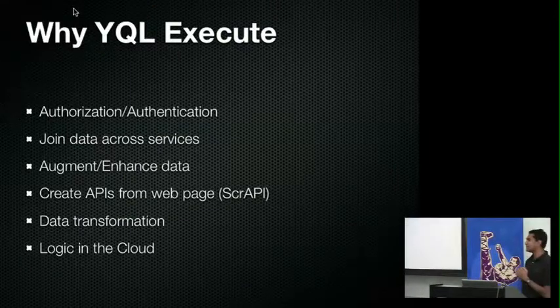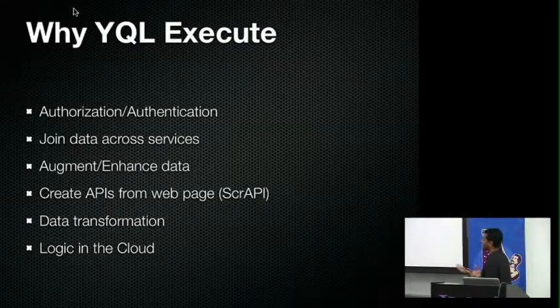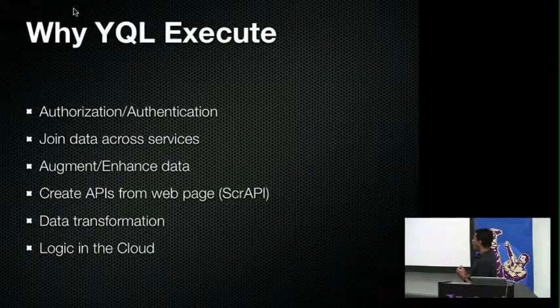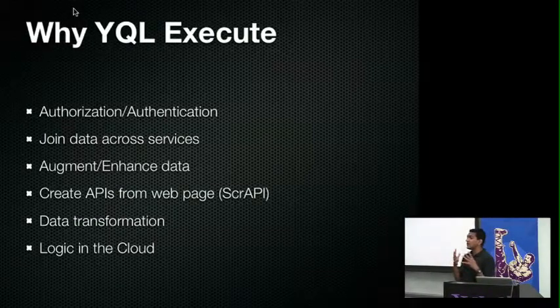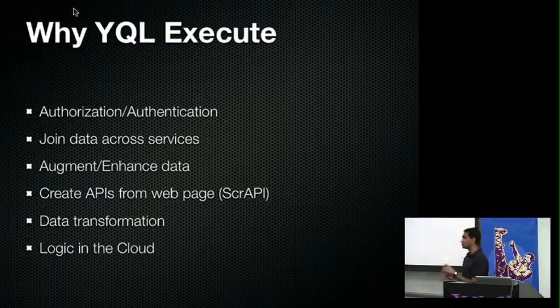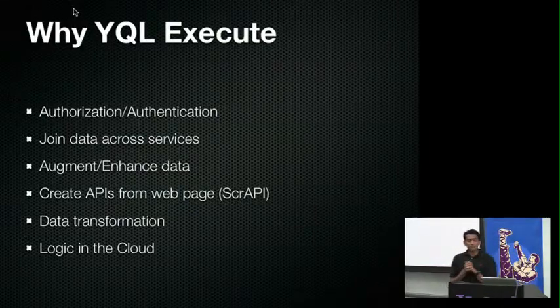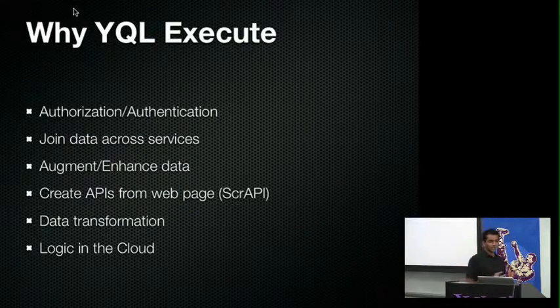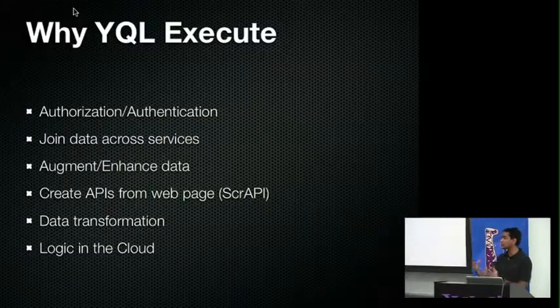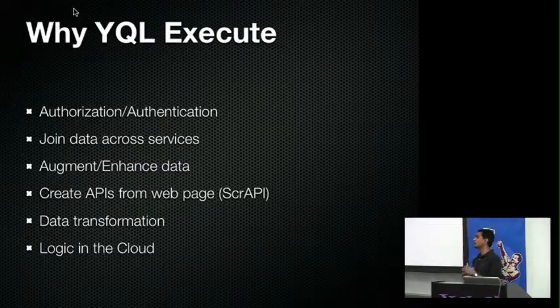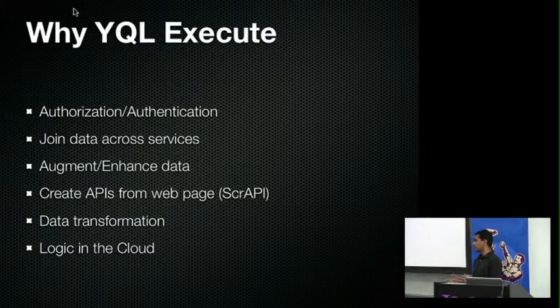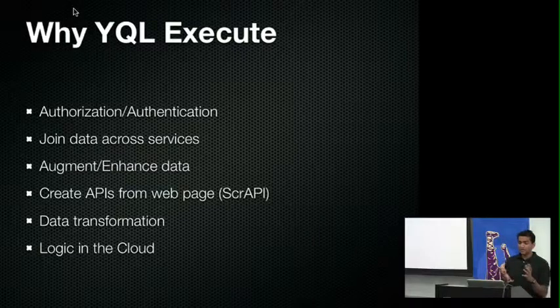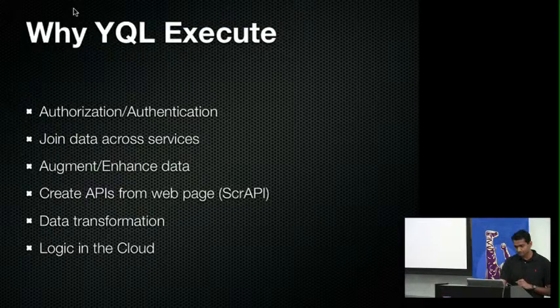Now the next step was data transformation, transforming from XML to JSON, JSON to XML, or be it transforming XML into something like Google Earth's KML format. How do you do that? That was another category of problems. And then finally, we wanted the ability of users being able to run logic in the cloud, being able to run business logic in the cloud. So these were the main reasons where we thought of YQL Execute.